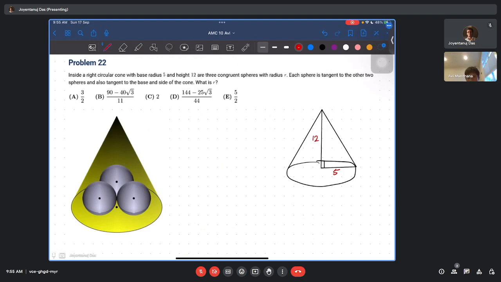So that means the centers of the spheres would form an equilateral triangle. Yes, that will be an equilateral triangle. And each of the sides would be 2r. Yes, that we can say. And when it says tangent to the side of the cone, it means it's touching the side. Yes, it is touching the side.